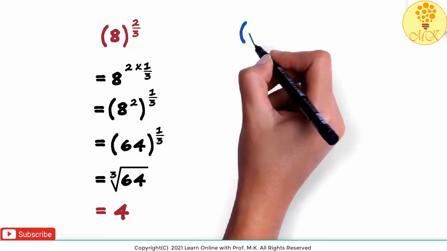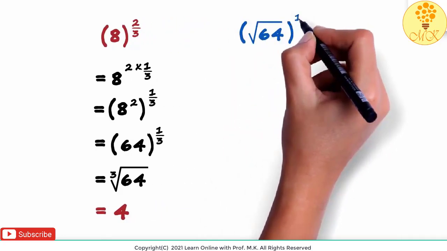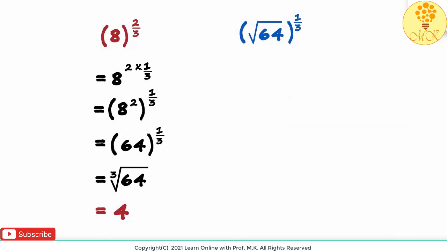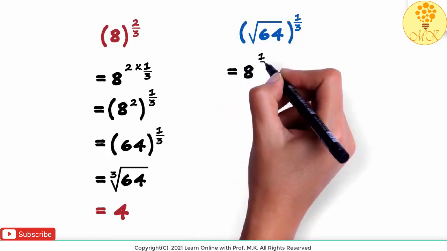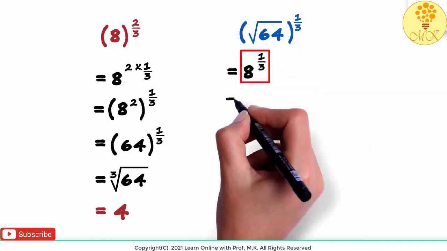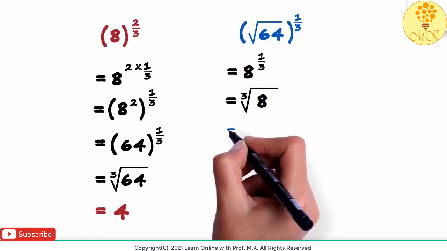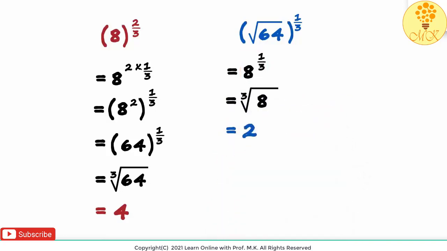Here's another one. The square root of 64, the whole raised to 1 by 3. Try it out. What is root 64? It's 8. So this will be 8 raised to 1 by 3. And this is the cube root of 8, which is 2. The two concepts we learnt are more than enough to solve problems based on fractional exponents.